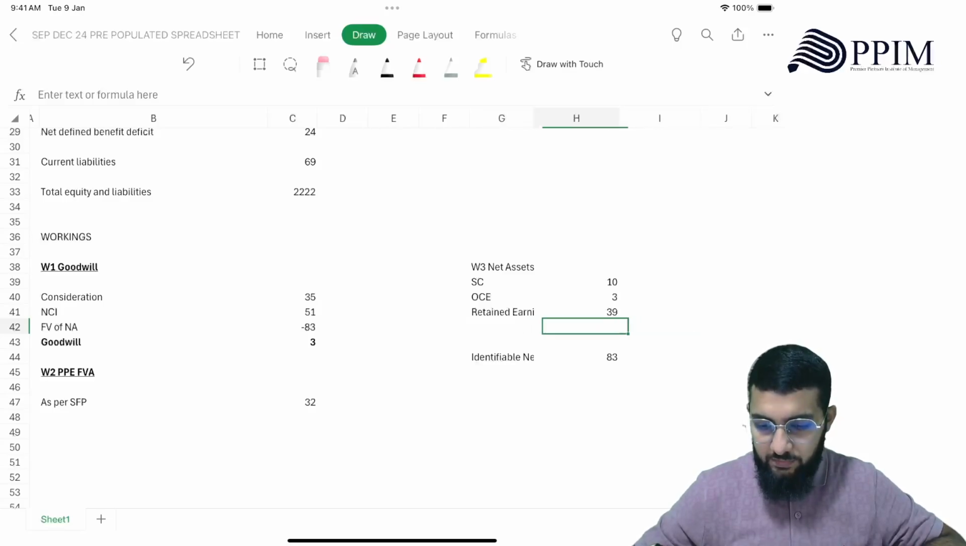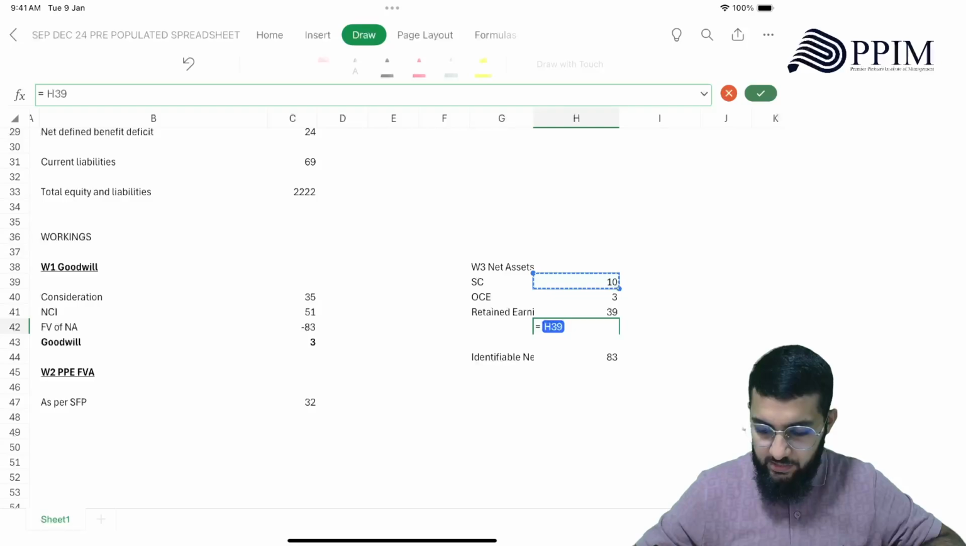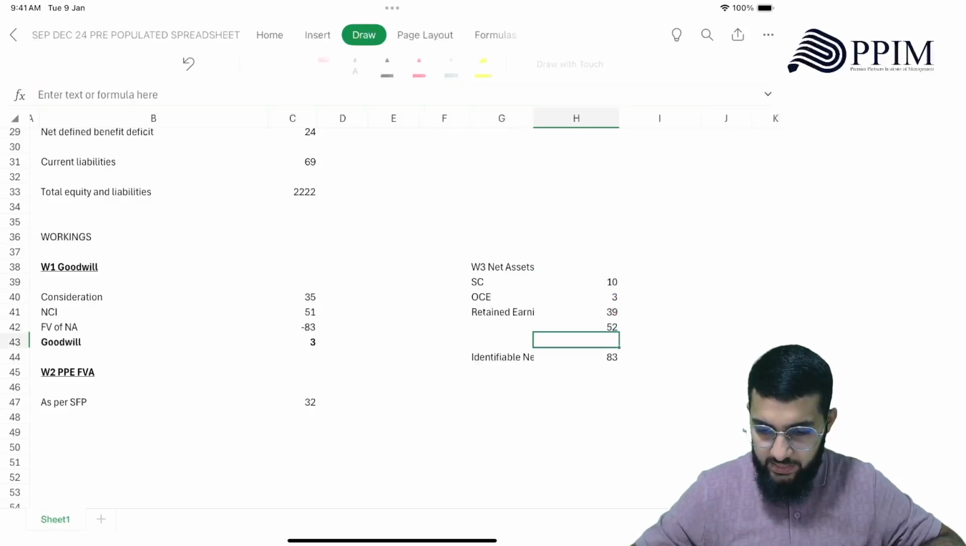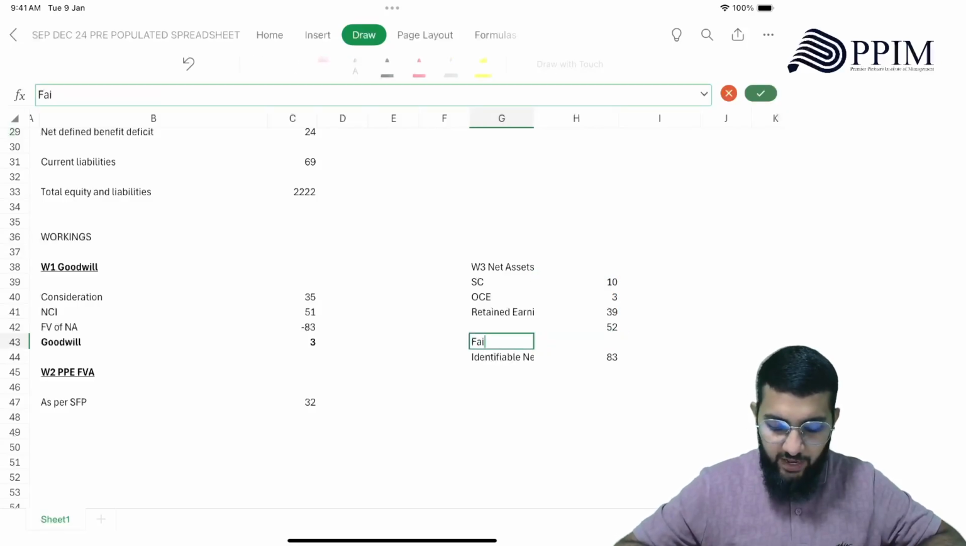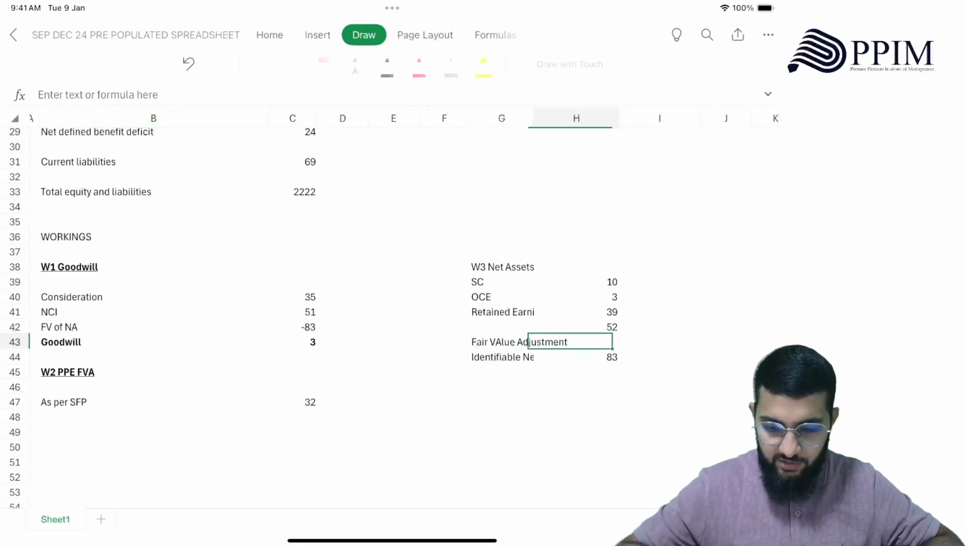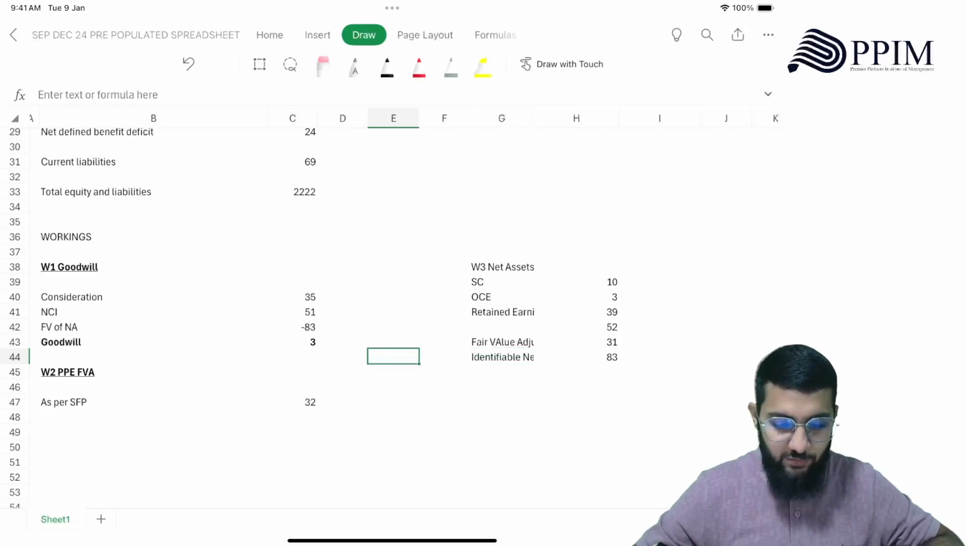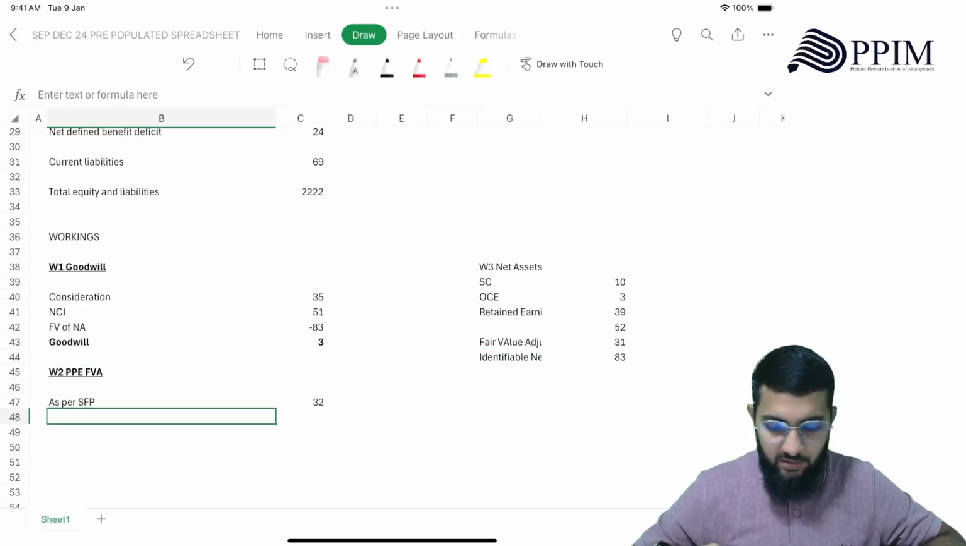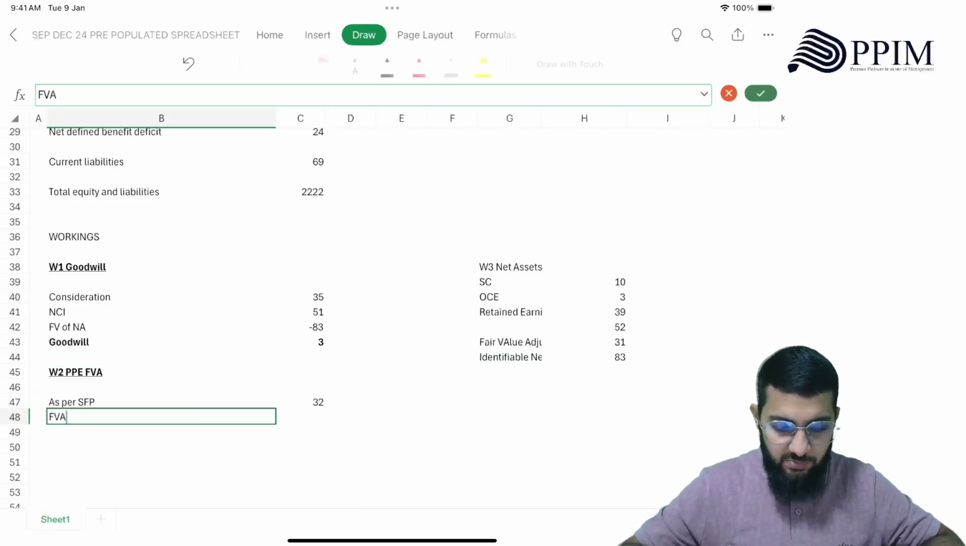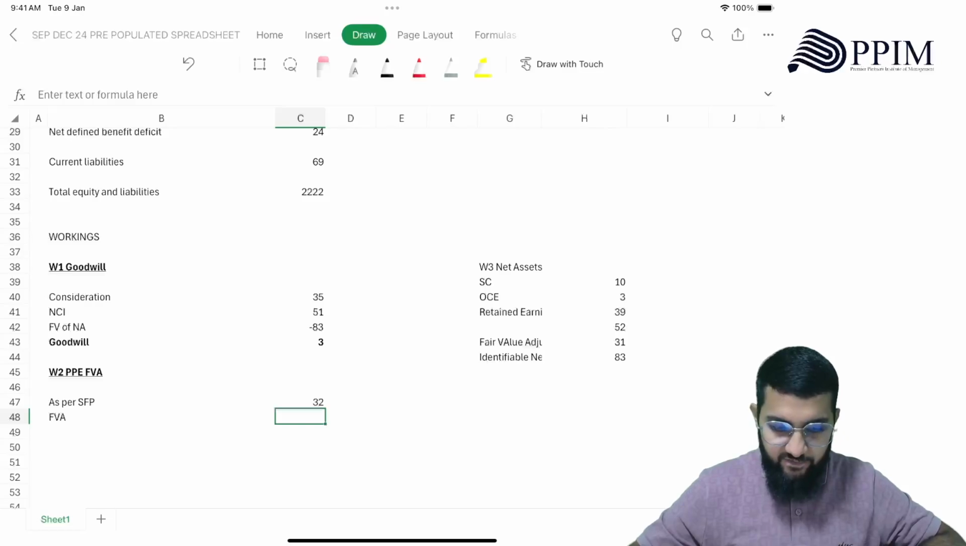So we know that the difference is going to be the fair value uplift. How much is the total here? This plus this plus this. So the fair value adjustment is going to be 83 minus 52. So that's 31 million. So the fair value adjustment is 31 million.